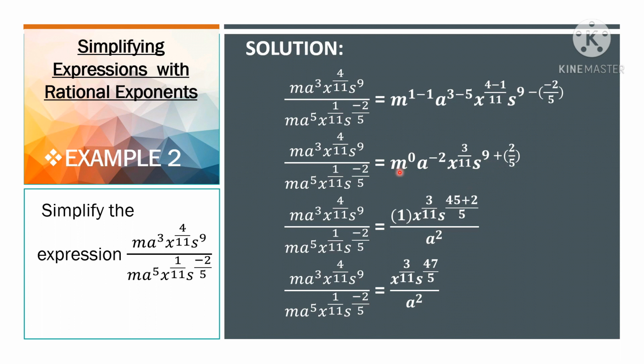So, dito, m raised to 0, that is 1. Okay? Then, a raised to negative 2. Dahil negative 2 po yan, negative exponent, ang gagawin natin, ibababa po natin, kaya nandito po siya sa denominator, nasa ilalim. Next. Okay, copy lang po natin si x raised to 3/11. And then dito, s, okay, bakit naging 45? Bakit may naging 2 dyan over 5?